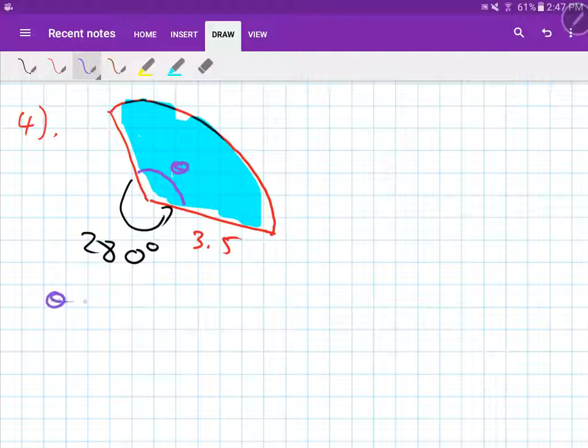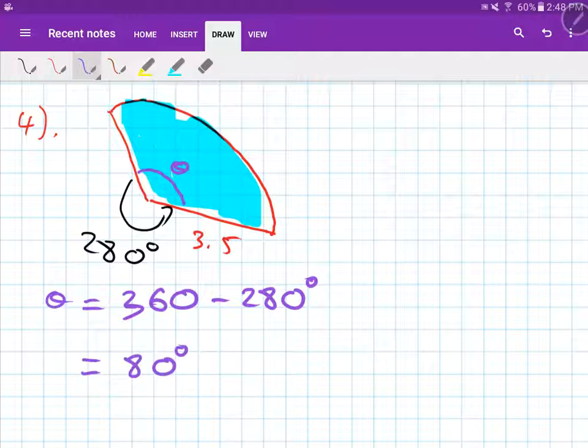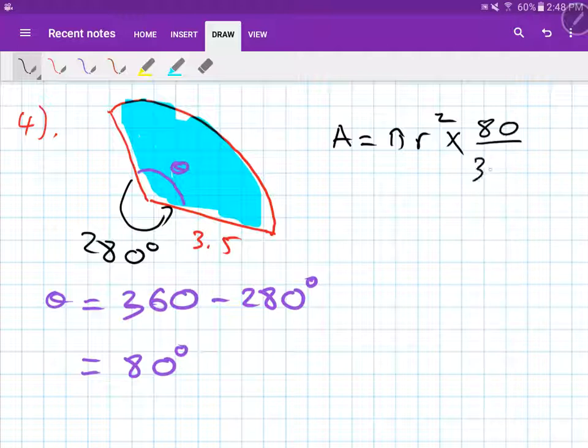So this angle is, 360 in the whole circle. You minus 280 will give me the angle inside. So 360 minus 280, you get 80 degrees. Now the area of this sector, remember area of circle is pi r squared. Agree? So what you do, because it's pi r squared, you just times by 80 out of 360 degrees. So that's what you get.